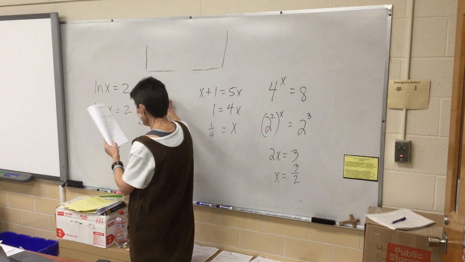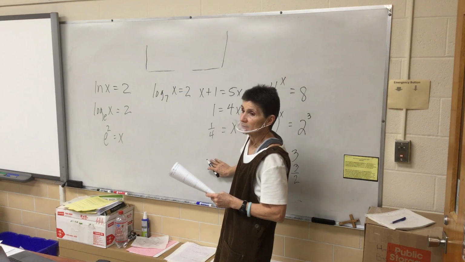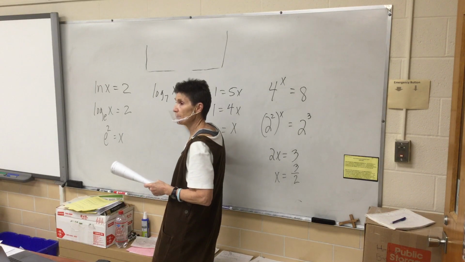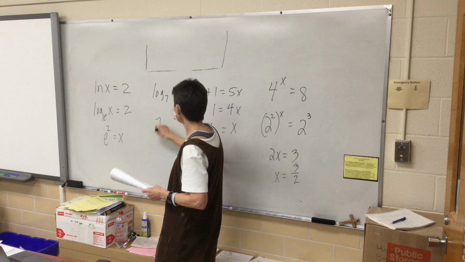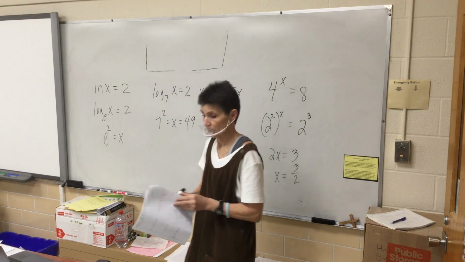Well, after some of the others we've done, this one is so easy, right? What do you do when you have log equals a number? So 7 to the second equals x. So the answer is 49.